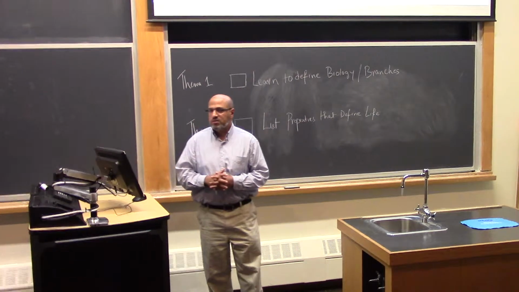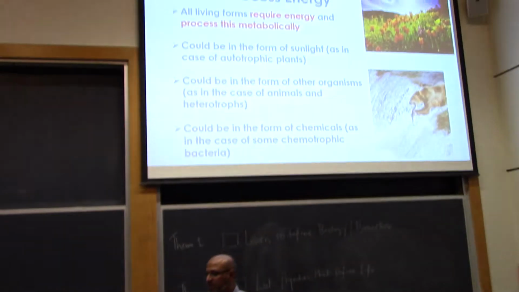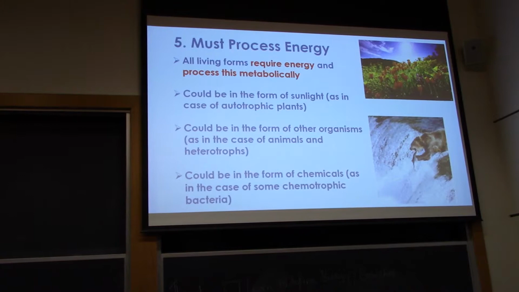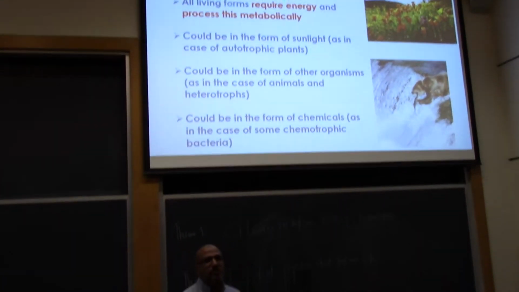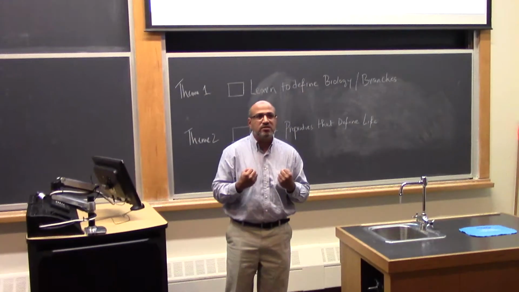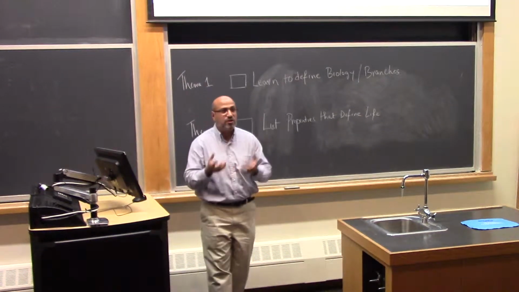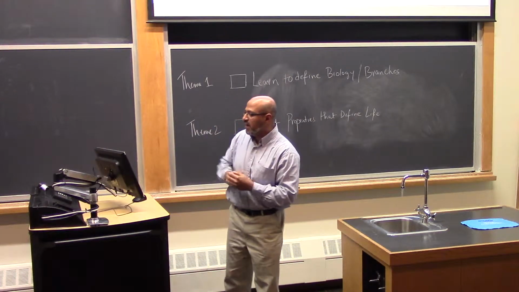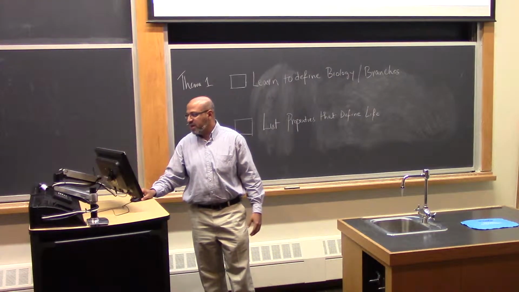So the fifth is everything should be able to process energy. All living forms, we all know, require energy, and they must be able to process it. So the first is plants. They process it by taking in sunlight, and they're called autotrophs because they're able to directly utilize the energy from the sunlight. And you have an example, say, of a bear eating a fish.